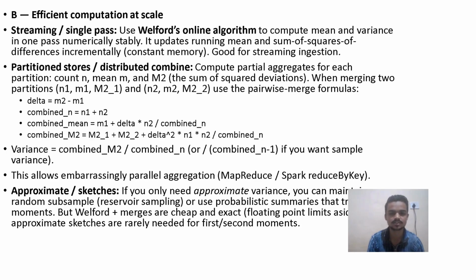For distributed systems, each partition computes its own count, mean and M2 value, which is the sum of the squared deviations. When we merge two partitions, we use this combination formula to get a combined mean and combined variance without reprocessing the full data. This method works very well in parallel systems like MapReduce.